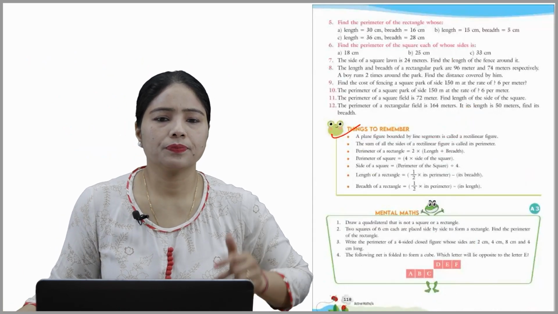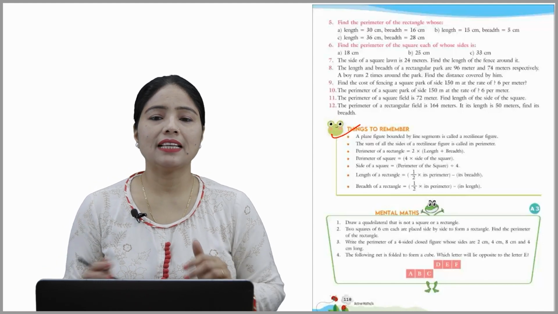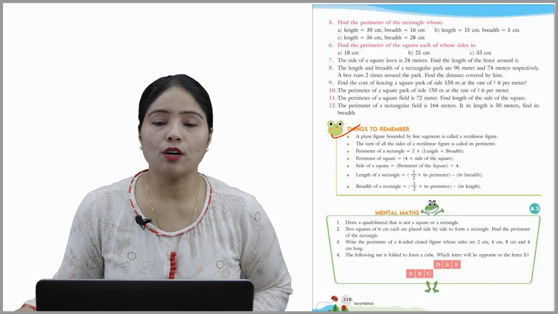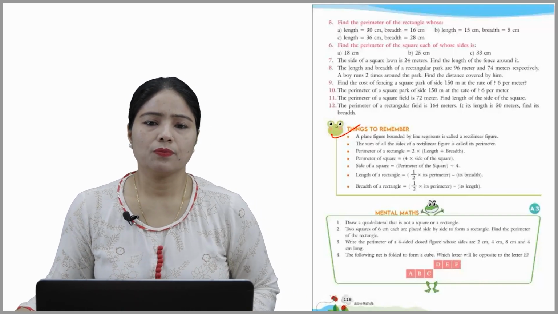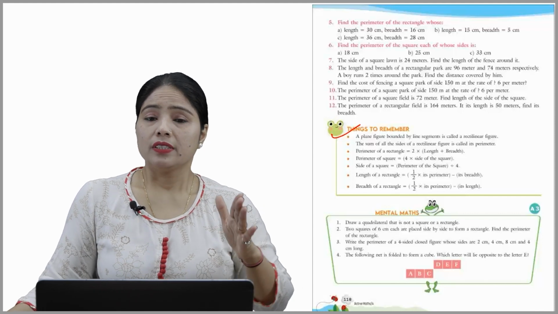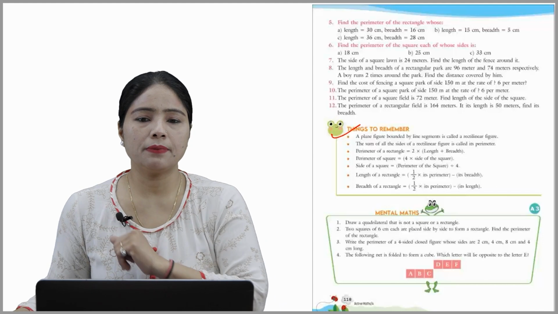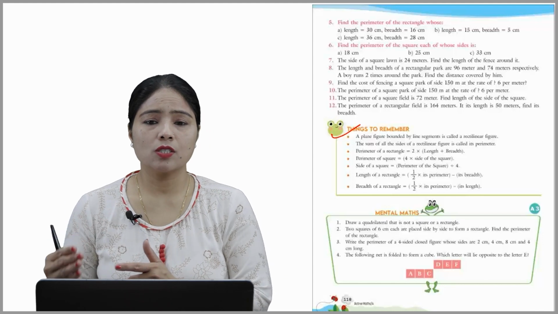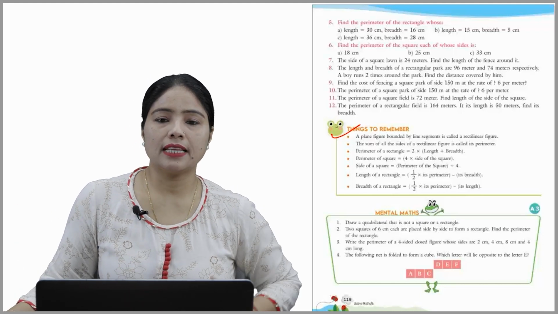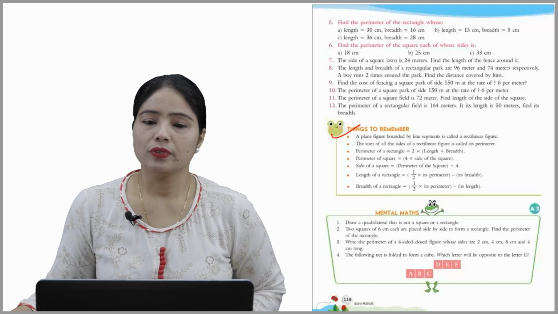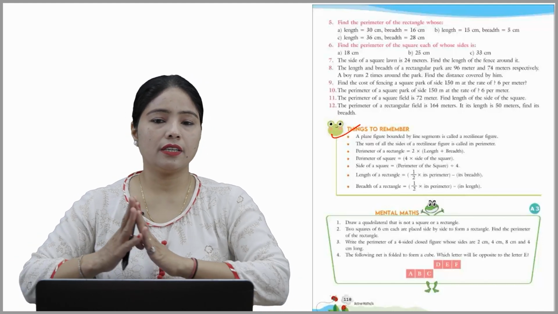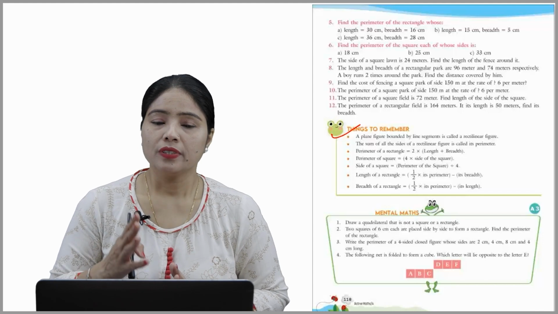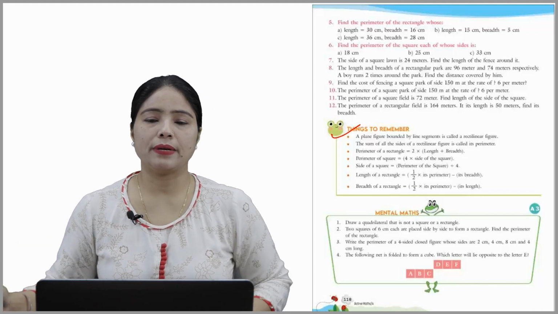Things to remember. A plane figure bounded by line segments is called a rectilinear figure, beta. The sum of the sides of a rectilinear figure is called its perimeter. Perimeter of a rectangle, what is given to us? Yes, its formula is 2 into L plus B. And perimeter of a square, what is it? 4 into side of a square. And how is the side of a square found? Perimeter of the square divided by 4. And length of a rectangle means half into its perimeter minus its breadth. And breadth of a rectangle, how to find out? Yes, half into its perimeter minus its length, beta.